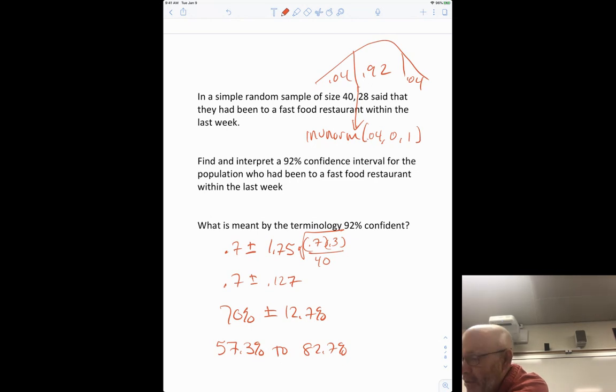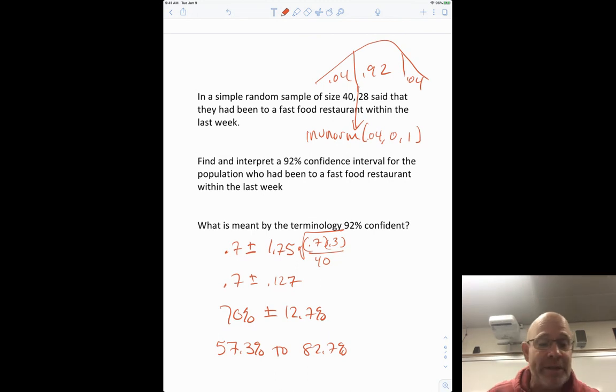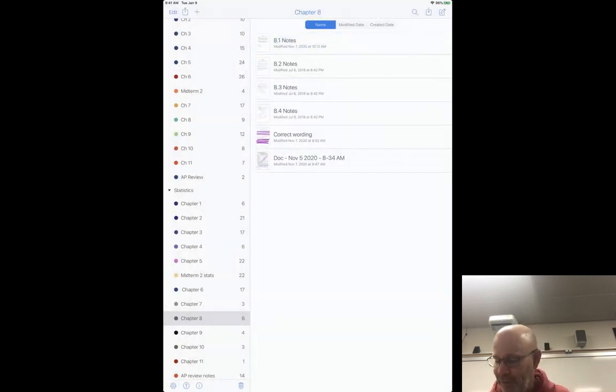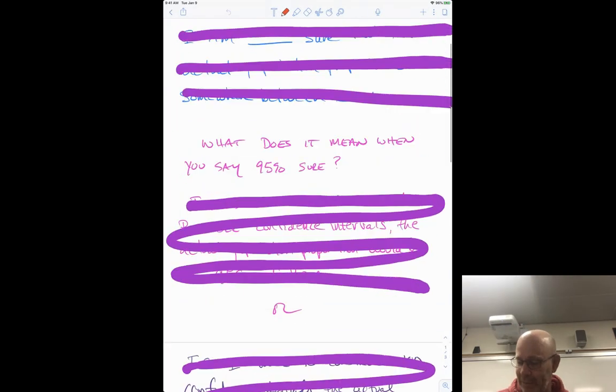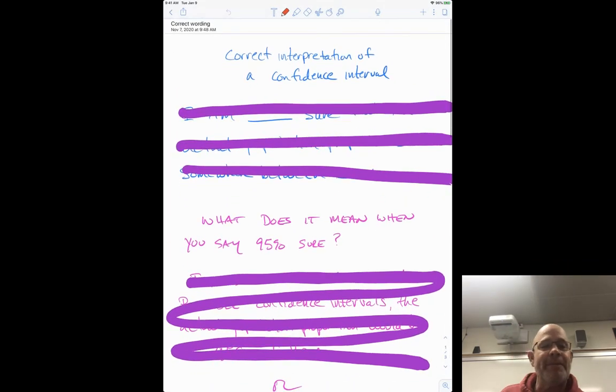57.3 to 82.7. So now the last question was to interpret this. Like, what does this mean? This was the fast food question. And then what does 92% confidence mean? So we're going to go to my new little file here that says correct wording. So what does it mean? Correct interpretation of a confidence interval.